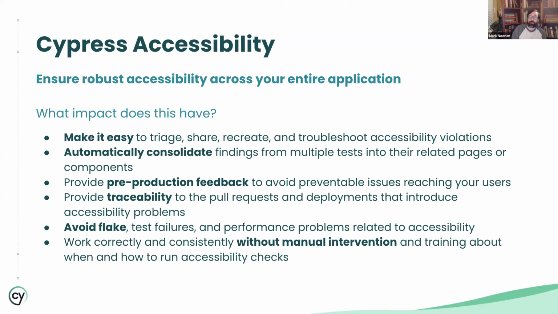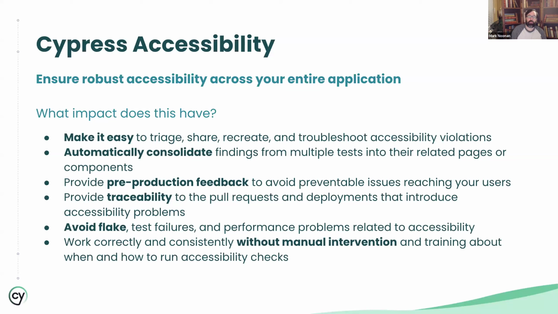You can consolidate everything from multiple pages or components and different tests that might have done different things with them, to break it down just by page. You get pre-production feedback because this runs on every pull request that you make and every test run of Cypress. And you get traceability into the underlying code changes that caused an accessibility problem. So it's easy to track back to what exactly introduced it and what the fix might be.